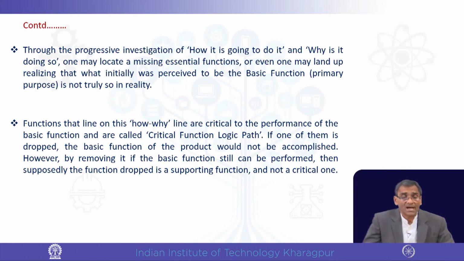Functions that lie on this how-why axis or line are critical to the performance of the basic function and are called the critical function logic path. Or in short, sometimes people call it the critical path also, but those who have studied project management methodologies like PERT and CPM know that the critical path is a different thing. Here people loosely call it the critical path, but it is understandable that it is the critical function logic path.